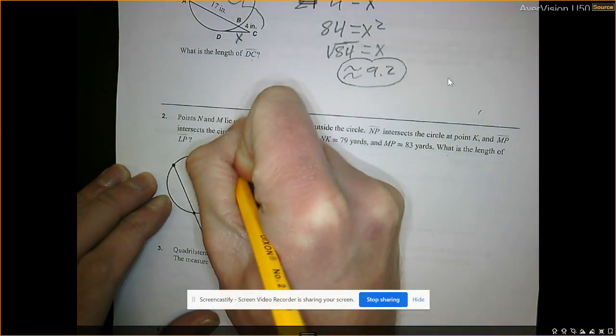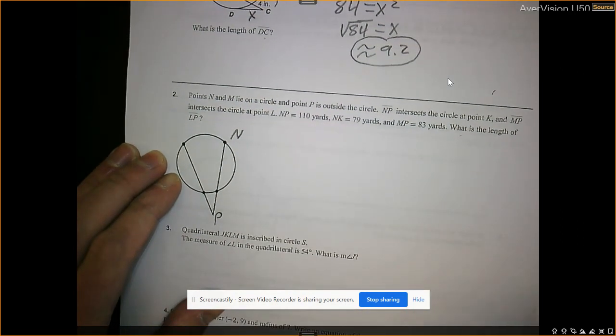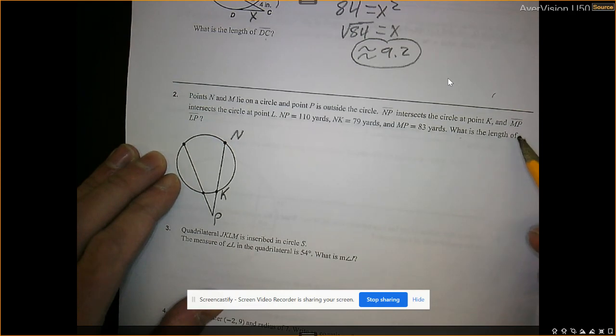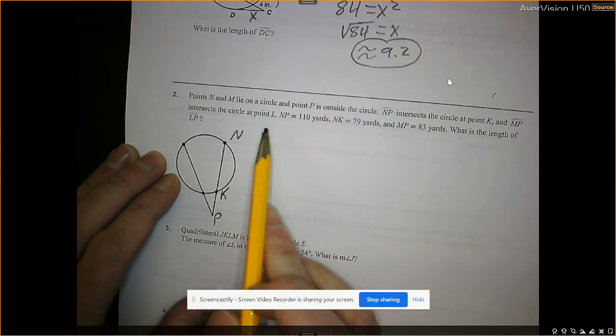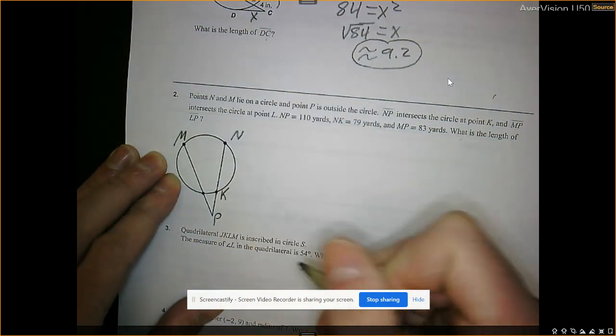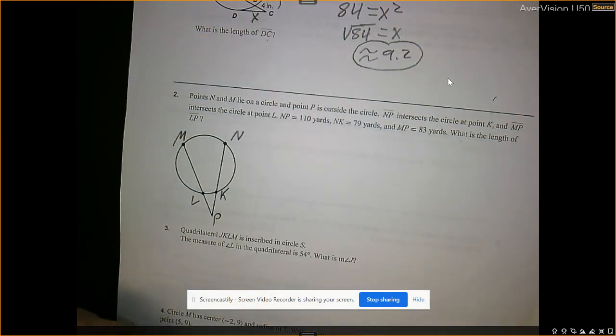So let's call this N. And then if it intersects, so NP is this, right? If it intersects the circle at point K, then this would have to be K. And then it goes on and says MP intersects the circle at point L. Okay, so that makes this have to be M, because then we have MP here, intersects the circle at point L. There we go. Now we are able to label this.